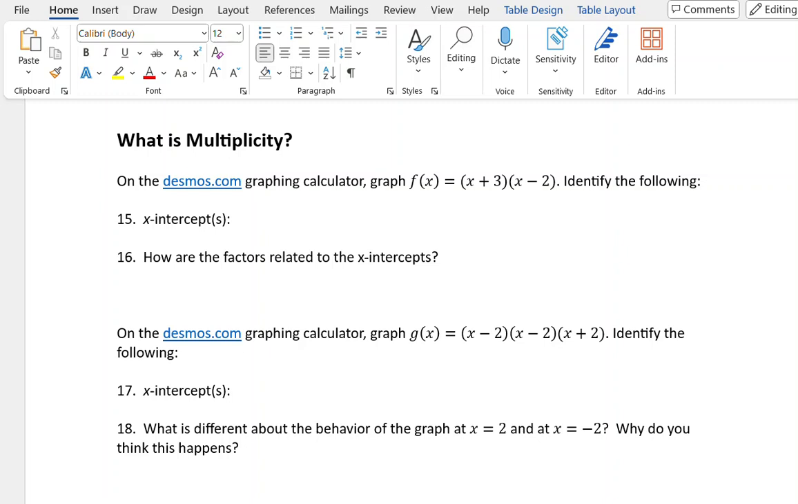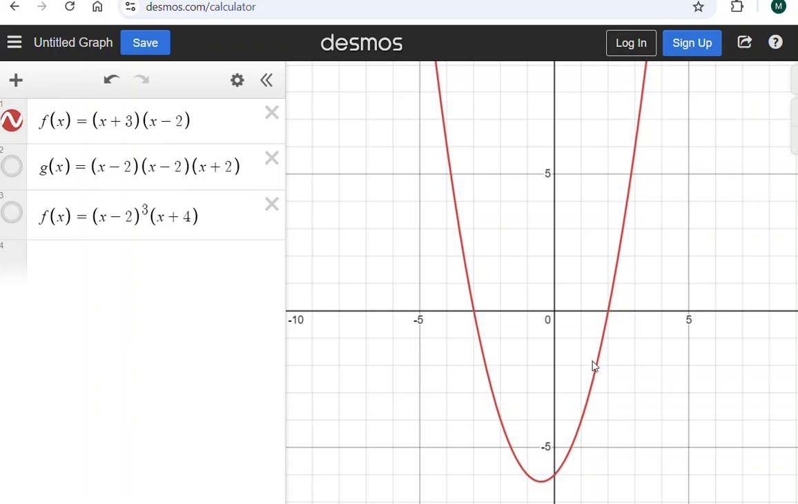In this video, we're going to talk about multiplicity and what it is. So we're going to start by looking at the graphing calculator at the graph of f of x equals x plus 3 times x minus 2. First, we're going to identify the x-intercepts. So here's my graph. I can click on the x-intercepts and see that they are located at -3 and +2.